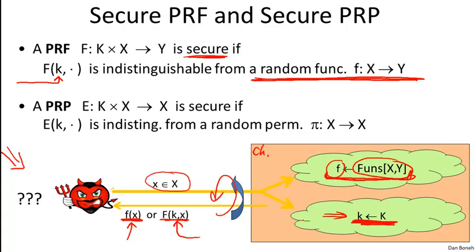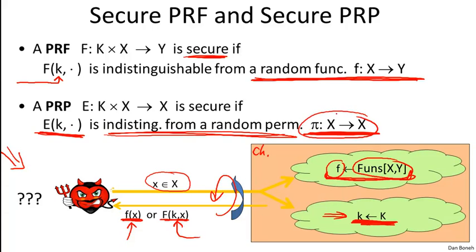It's exactly the same thing with the pseudo-random permutation. We allow the adversary to interact with either the permutation using a random key or with a truly random permutation. If the adversary can't decide which he's interacting with, then we say that the PRP is secure. When I say a random permutation here, what I mean is a random one-to-one function from X to X. The adversary can't distinguish a random such function from a random instance of the PRP.